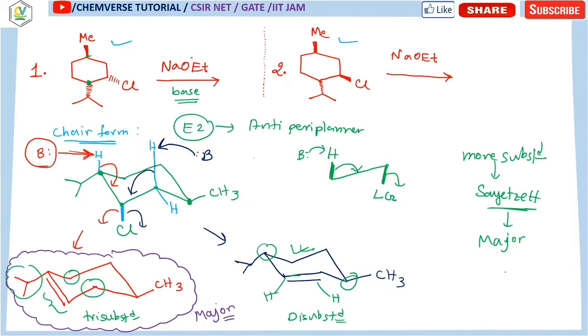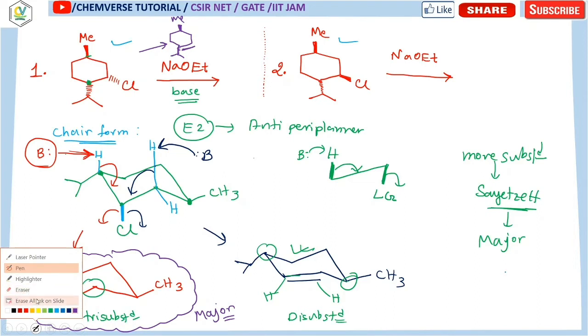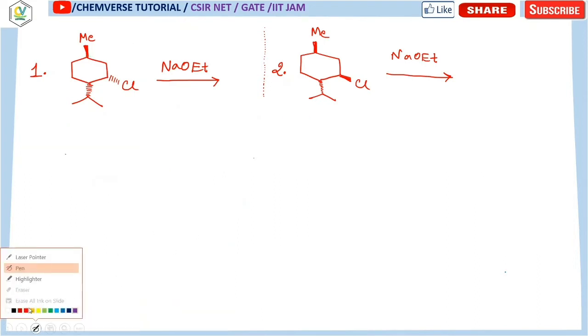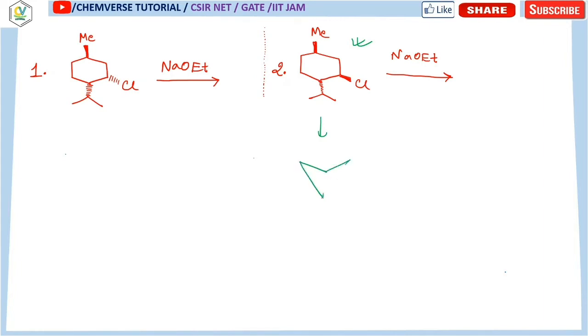Now if I draw it in this formation, it will be something like this. There will be this isopropyl group, the double bond on this carbon, and the methyl group. So this is your product of this reaction. Well, let's discuss the second substrate. In this case, if I draw it in the cyclohexane structure, it will be something like this. Chlorine is on this side and methyl will be present over here.